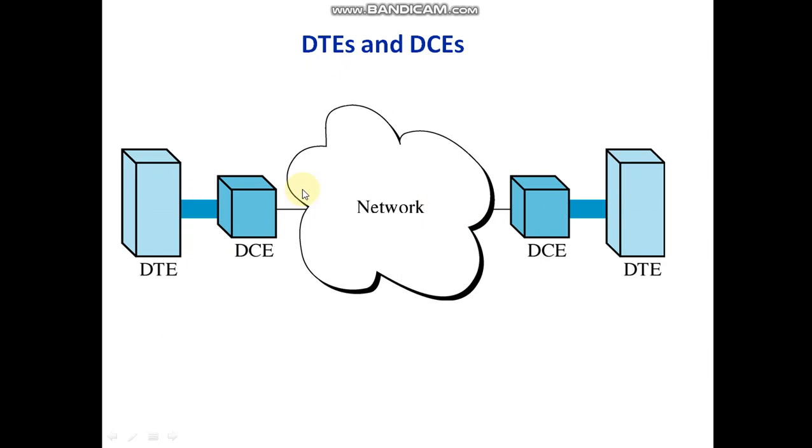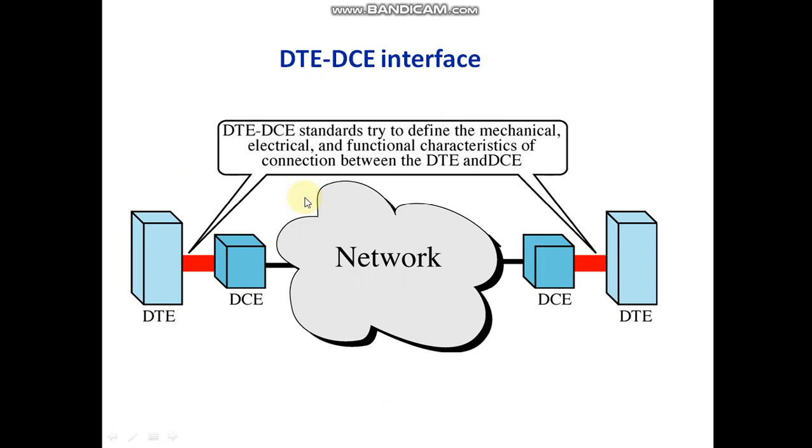A DTE can generally be anything like a microcomputer, printer, or fax. A very good example for a DCE is a modem. So, this presentation tries to explain the interface between the DTE and DCE. This interface standard is defined as EIA232, and it has three specifications: electrical, mechanical, and functional. Now we'll discuss them one by one. First, we'll see the mechanical specification, then electrical, and finally the functional specification of the EIA232.